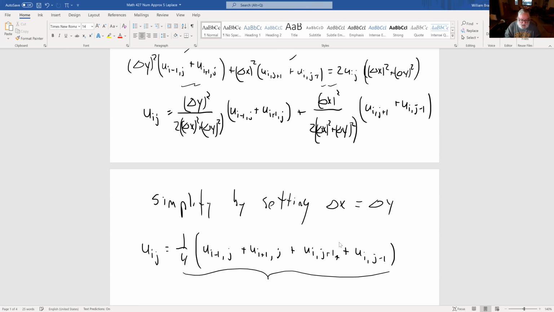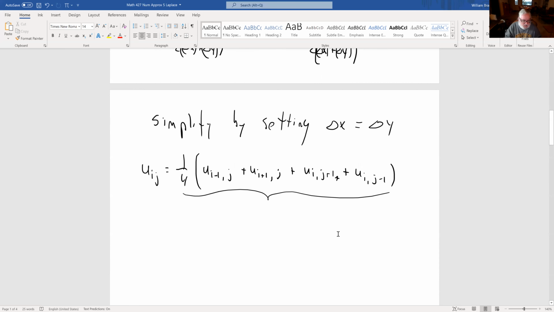This here is the average of the temperatures at surrounding points. Remember that uij is sitting in the center. There's uij, and there's 4 points around it.